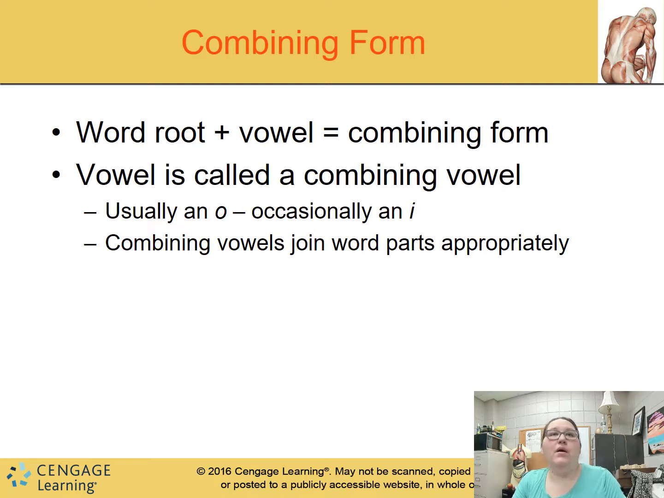All right. This is something that many get confused with, and I really, really want you to get this locked into your mind, the difference between a word root and a combining form. I've seen so many get confused and they'll put in a combining form when it should be a word root. So a word root plus a combining vowel gives you a combining form. A combining vowel is typically an O, sometimes it can be an I. The whole point of a combining vowel is to aid in the pronunciation of our terms. It's easier to pronounce certain terms.